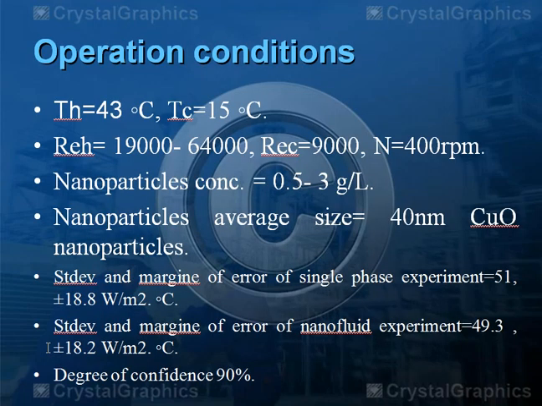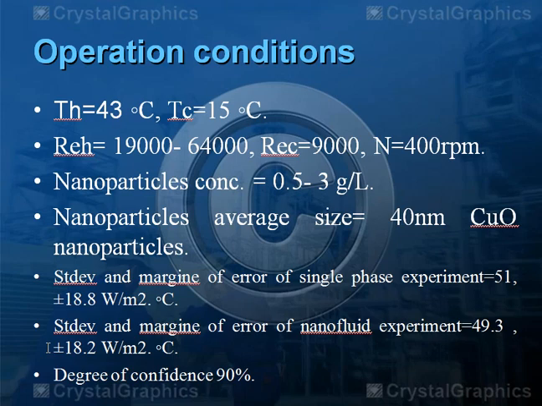The operating conditions are an inlet hot temperature of 43 degrees centigrade and an inlet cold temperature of 15 degrees centigrade, with a range of Reynolds number on the hot side of 19,000 to 64,000, and on the cold side about 9,000. The agitation speed is 400 rotations per minute. The nanoparticles concentration range is half to 3 gram per liter, with an average nanoparticles size of 40 nanometer copper oxide.